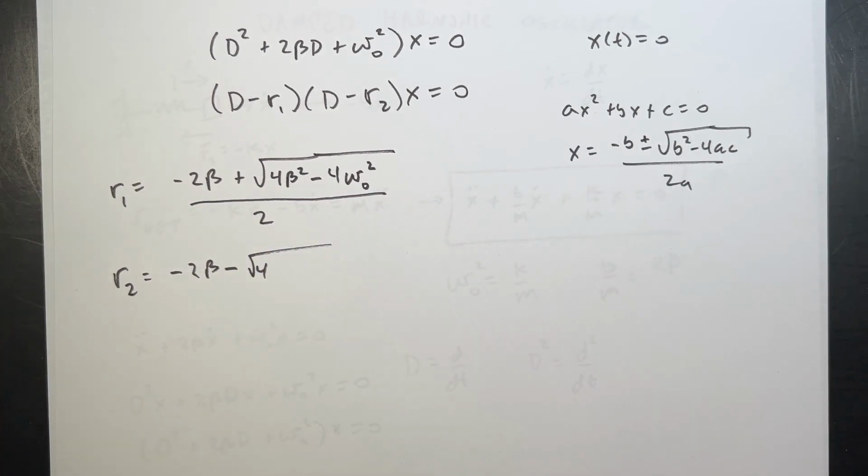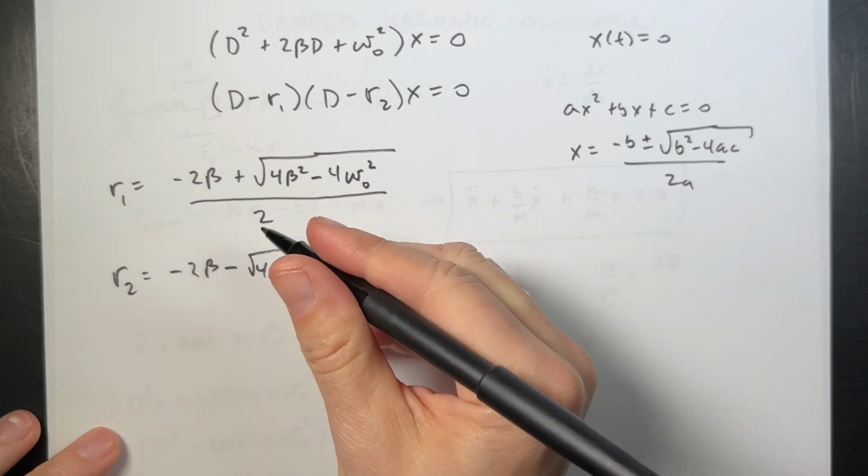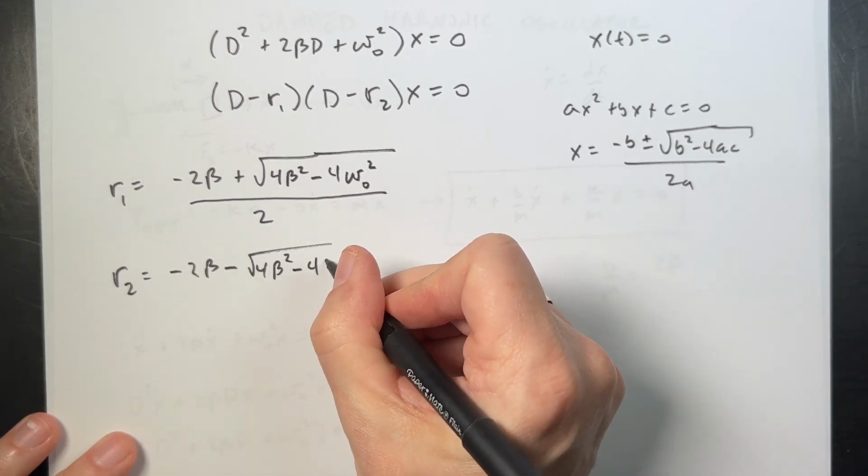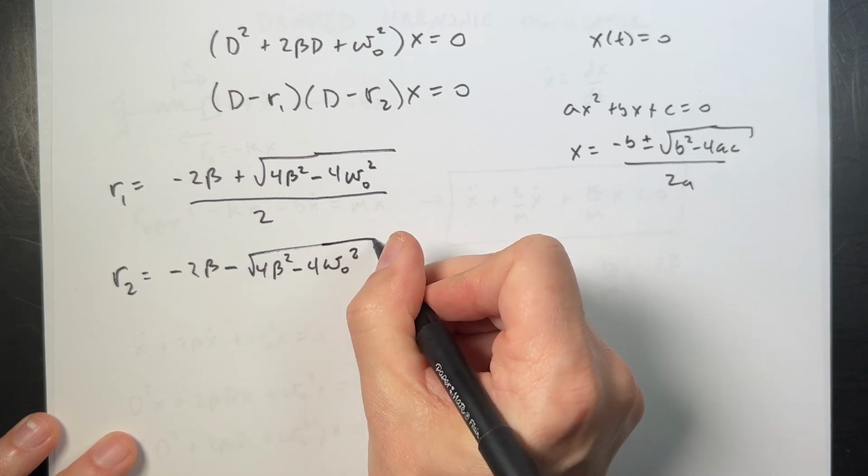This marker, can I do a quick pit stop? My marker's dying. Minus 4, that one's better, beta squared minus 4 omega naught squared, all of that over 2.